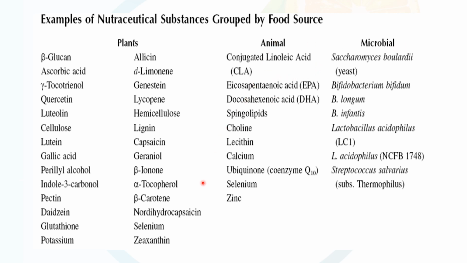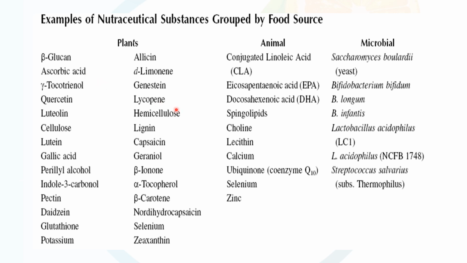One of the basic examples I have given you here is allicin, which is found in garlic, and tocopherol, beta carotene. Beta carotene is widely present in carrots, and you have lutein. Ascorbic acid, which is vitamin C, is found in many citrus fruits. These compounds are extracted from the plant, vegetable, or fruit, and then they are used as a nutraceutical.